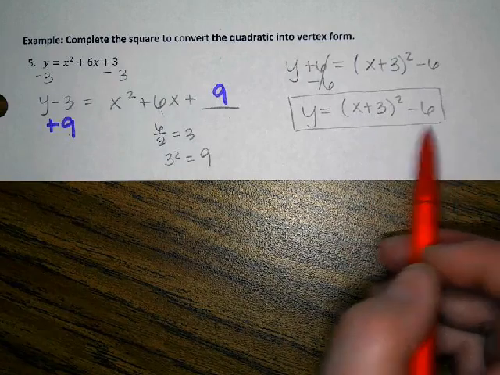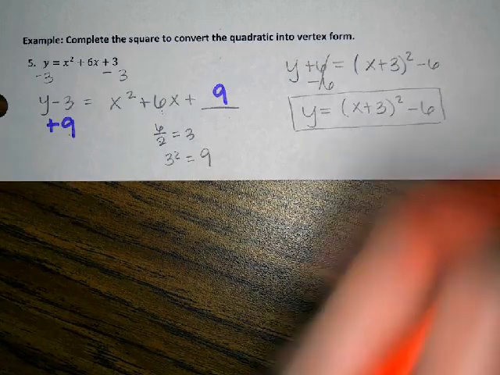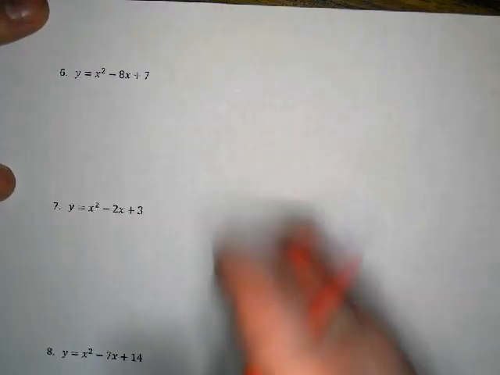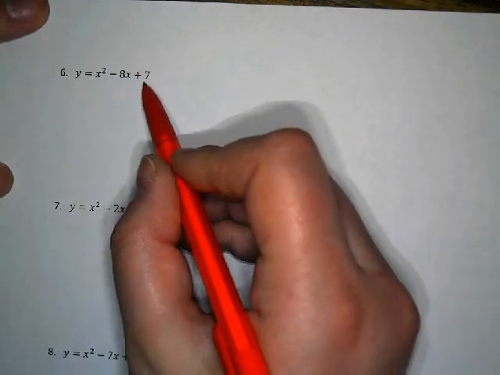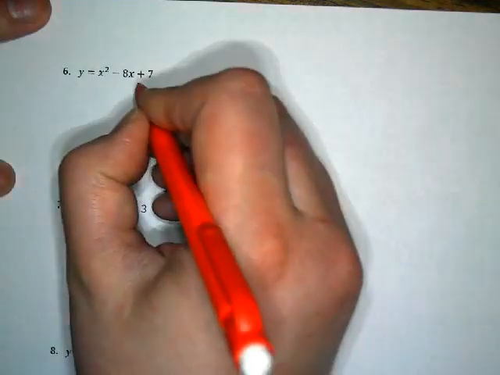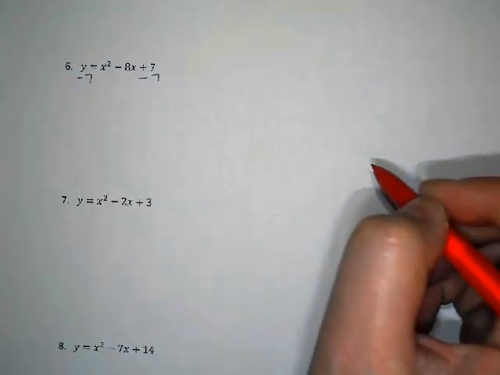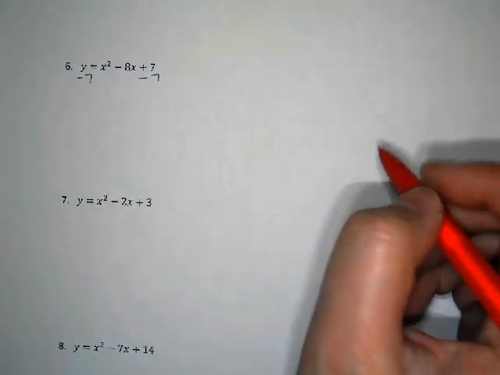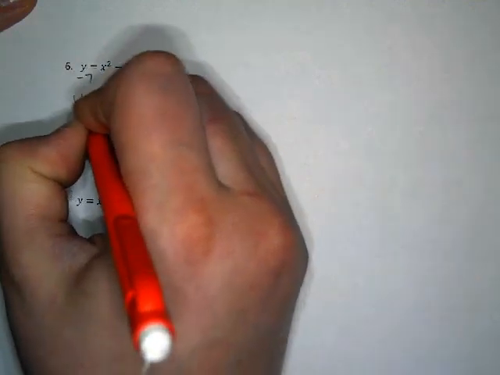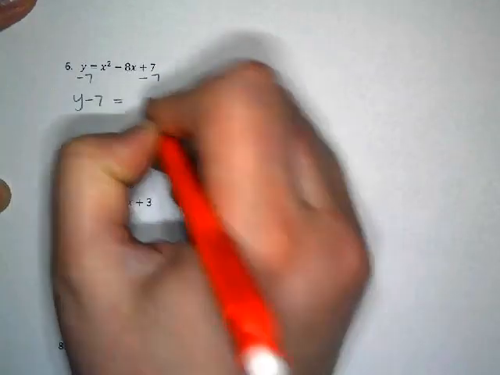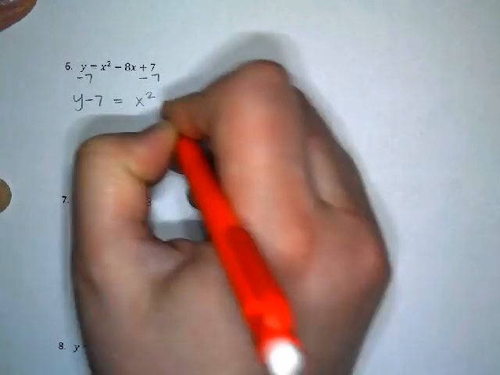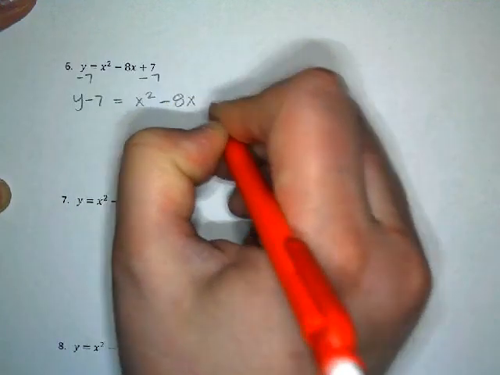We're going to try another one. Okay, first step. We're going to take the number on the end and move it to the other side. It's not the number that we wanted. We wanted a different number to be in that blank. So I'm going to write y minus 7 equals x squared minus 8x, and then I'm going to leave a space so I can put the number that I want there.